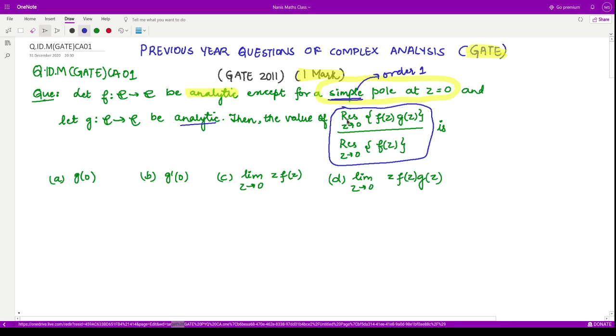So this is the residue of this particular function when z goes to 0, divided by the residue of f of z when z goes to 0. So here, in order to calculate the corresponding residues, we need to see a result corresponding to this residue.